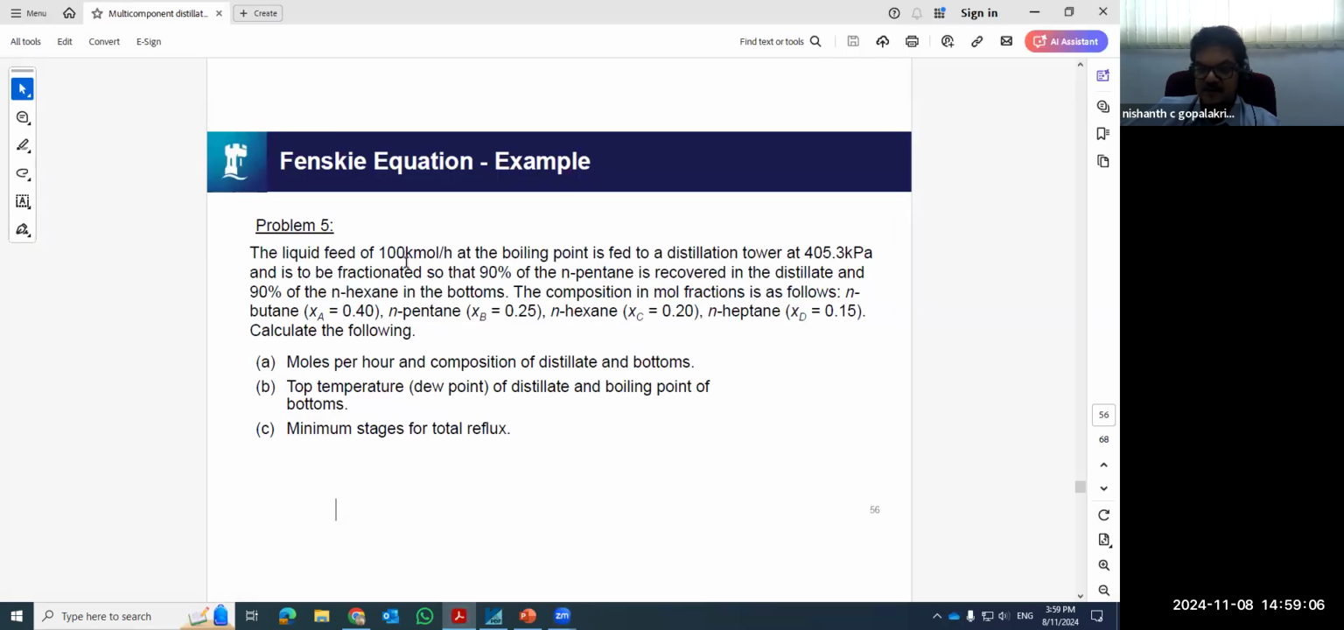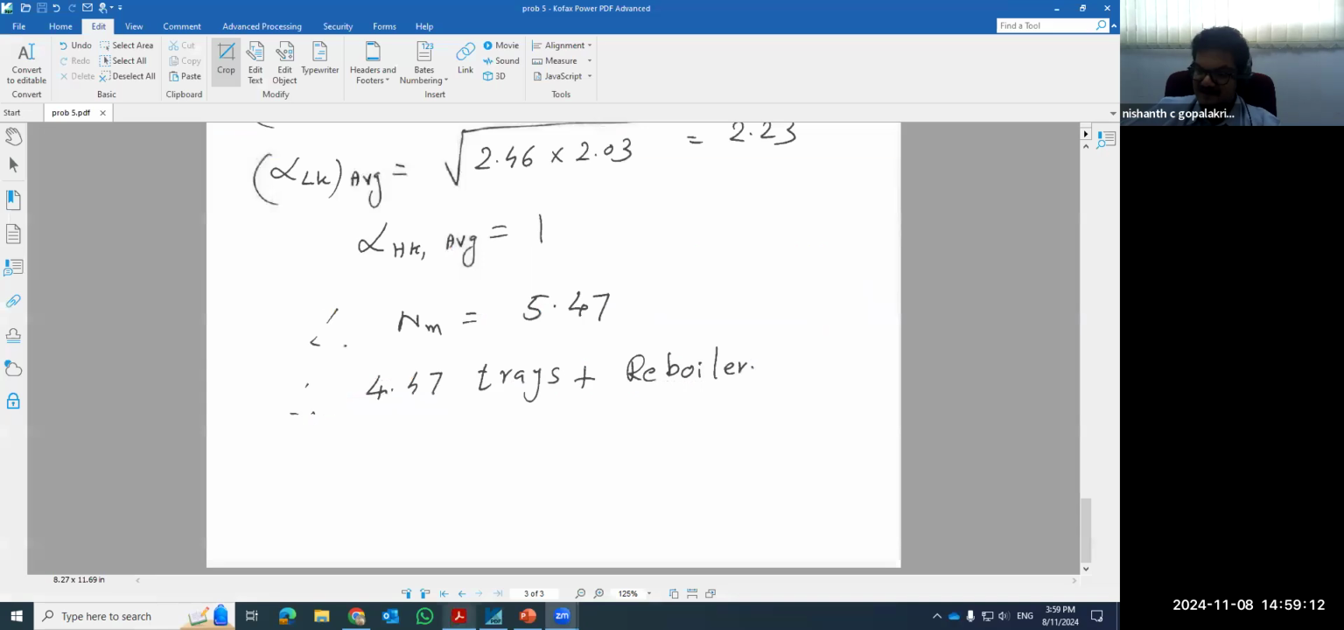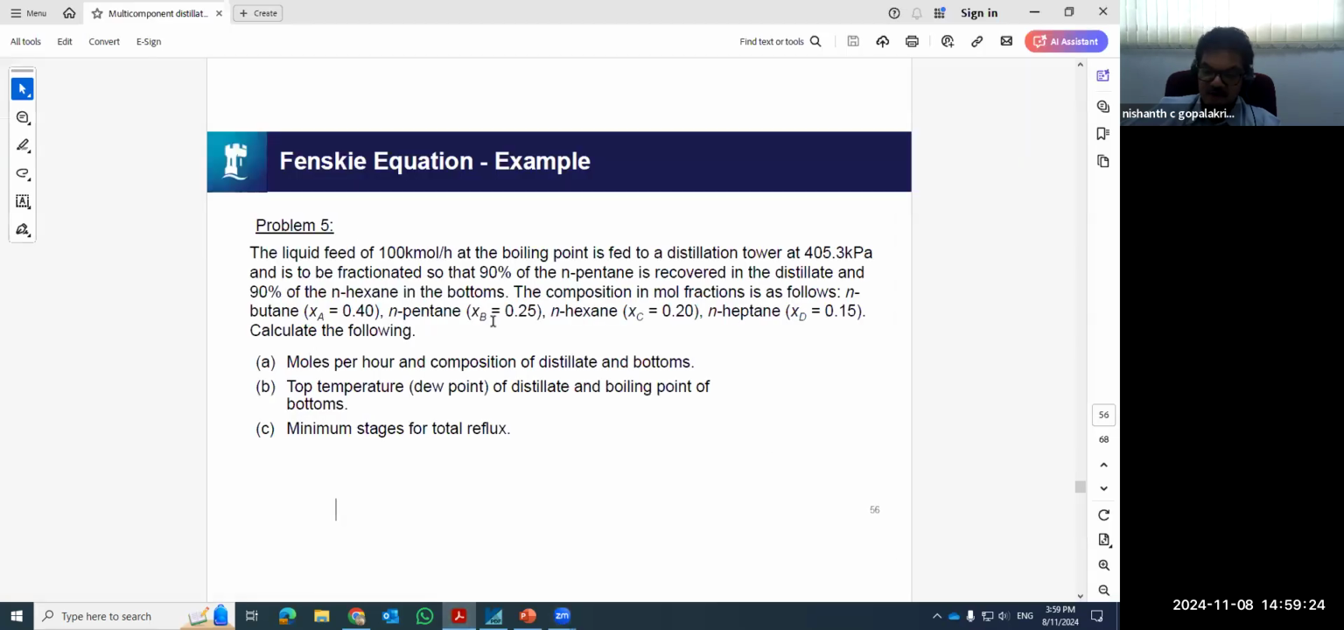The total feed is 100 moles. So 25% of that is pentane. So how much pentane is in the feed? Exactly. So if total feed is 100, then N-pentane in the feed is 25 kilomole per hour. So out of that, we want 90% of N-pentane in the distillate. So how much N-pentane will be in the distillate?